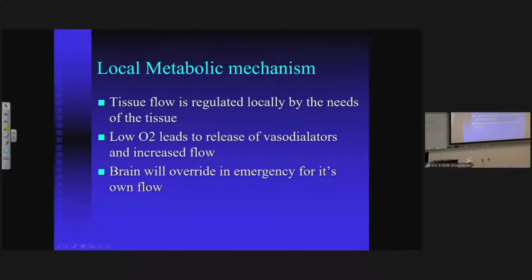And now this is more about the tissue flow regulation. This is the local metabolic mechanism. So this is to say out in the periphery, not controlled by the brain. Tissue flow is regulated locally by the needs of the tissue. We knew this from before, but low oxygen will release vasodilators and increase flow. The brain would override it to take its own needs in its own control over the needs of the body.